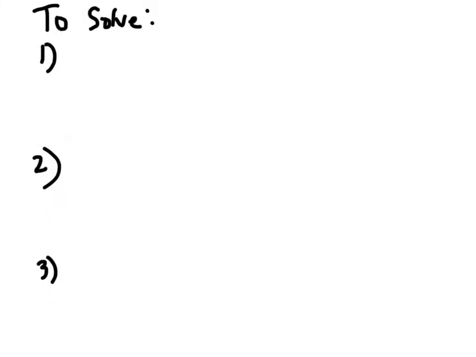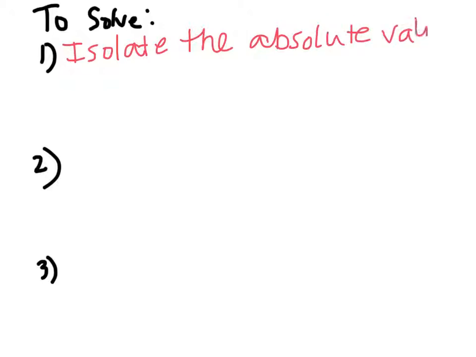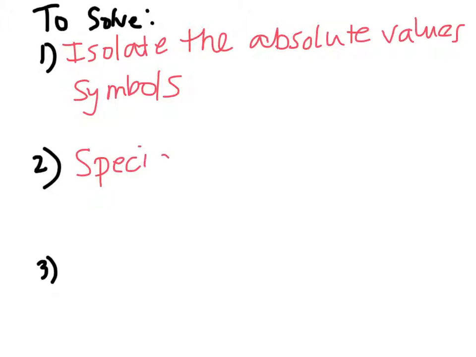All right, so we're going to follow some steps in order to solve our absolute value inequalities. The first thing that we're going to do is isolate the absolute value symbols. So if there's anything else next to them, outside of them, under them, we're going to get rid of that. We're going to do just like we solve an equation, and get that absolute value symbol all by itself. And then we're going to ask ourselves, is this going to be a special solution or not?